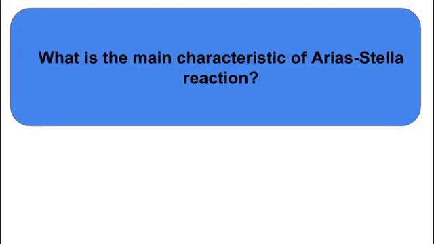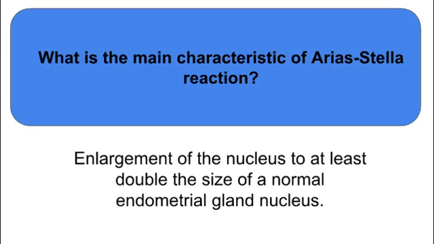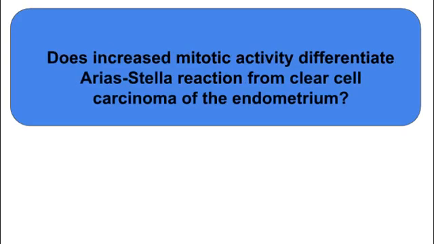What is the main characteristic of Arias-Stella reaction? Enlargement of the nucleus to at least double the size of a normal endometrial gland nucleus. The diagnosis of Arias-Stella reaction should not be made without nuclear enlargement. Does increased mitotic activity differentiate Arias-Stella reaction from clear cell carcinoma of the endometrium?